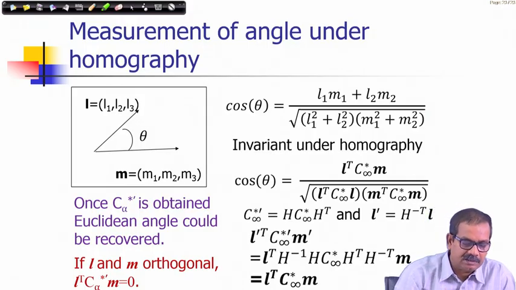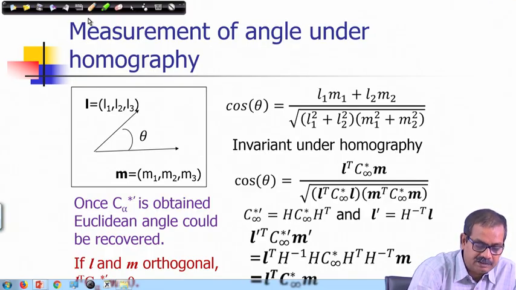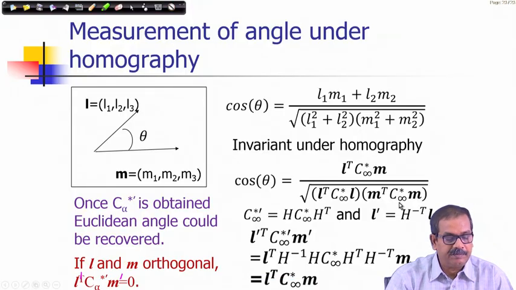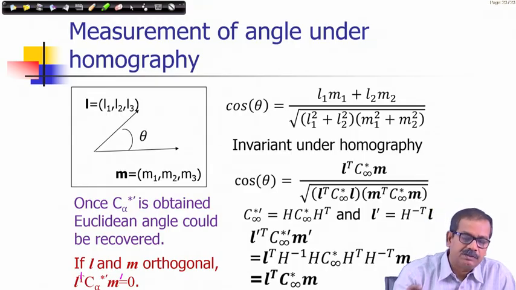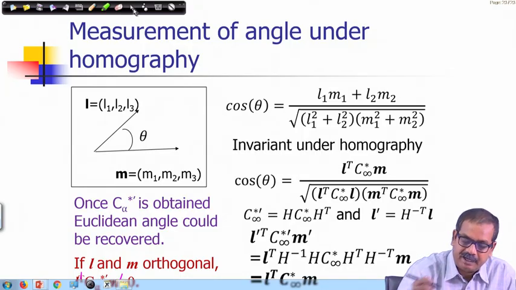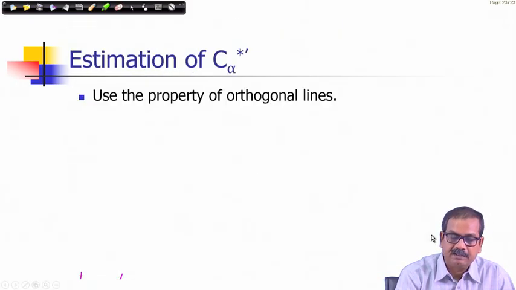So, let us consider this. Here I would also note that we can have L prime and also M prime. It should be considered that L prime transpose C infinity star prime M prime, with all quantities in the transformed space, should be equal to 0. So, this could be used for, as I told you, measuring angle, and in fact for recovering metric properties, as we can explain in the next slide.